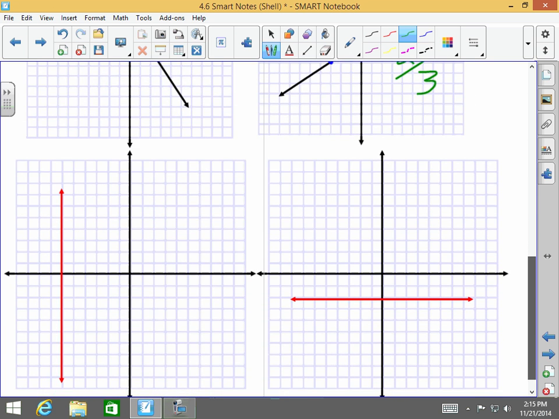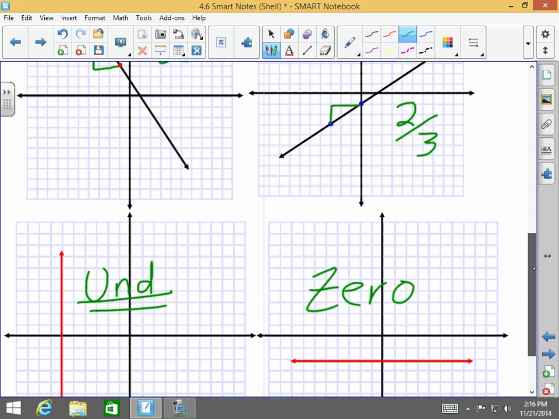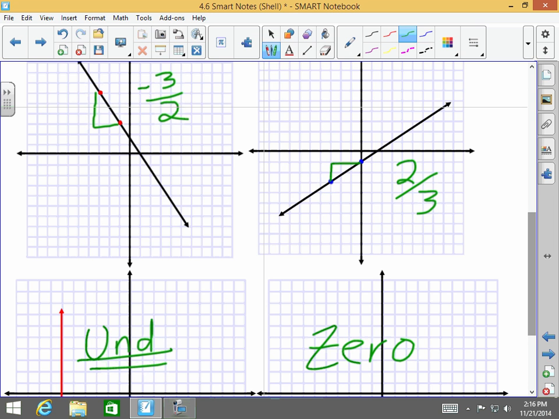The slope of this red line here that's going up and down, that's an undefined slope. It's undefined. And the slope of this horizontal line is a 0 slope. So it's really important, especially for us in geometry, to be able to know how to read the graph from left to right and establish the slope.